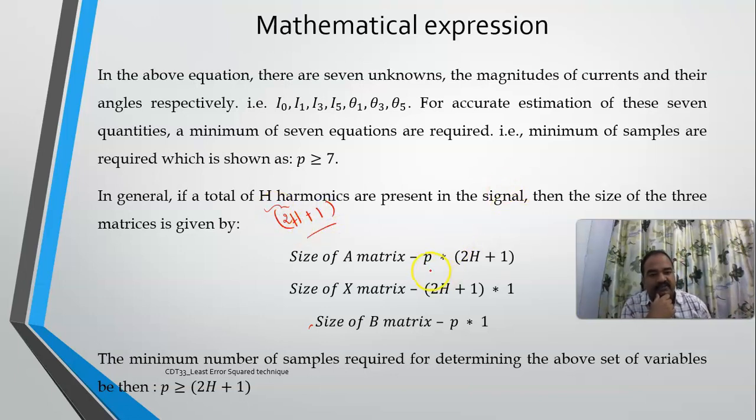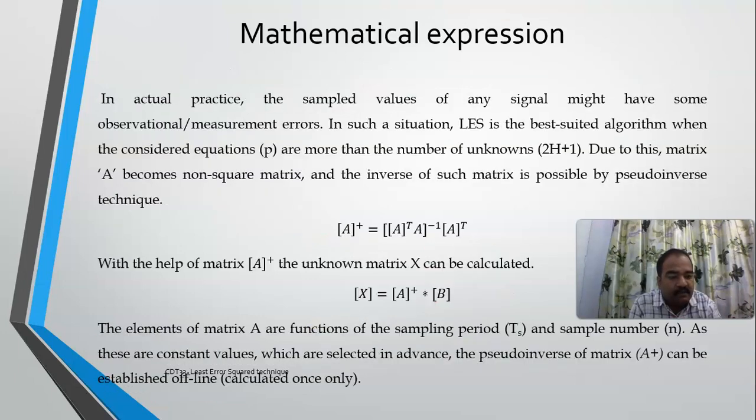The size of the A matrix will be P by 2H plus 1, where H is the number of harmonics which you need to identify and P is the number of samples you consider. The x matrix is 2H plus 1 by 1, and the size of the B matrix will be P by 1. Do remember, the number of samples must be at least 2H plus 1. The more samples you take, the better your data, and you will get more accurate results.